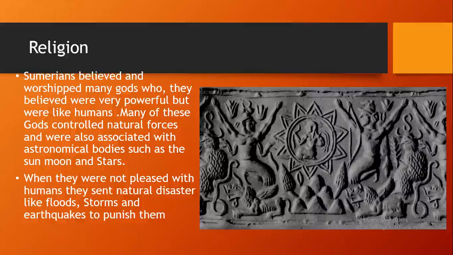They believed that there is a god for the sun, a god for the moon, a god for the stars. They had the belief that when the gods were not pleased with the humans, they used to punish them by sending natural disasters: floods, storms, and earthquakes.